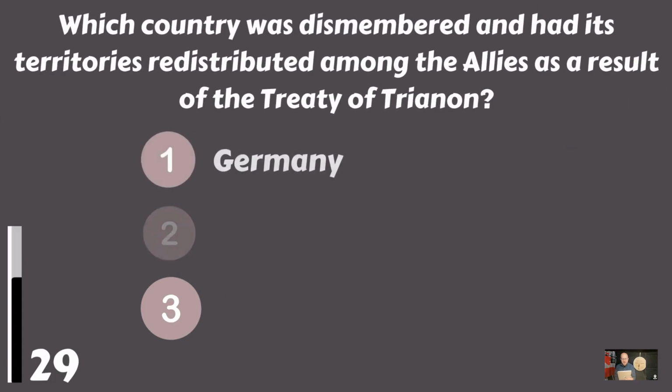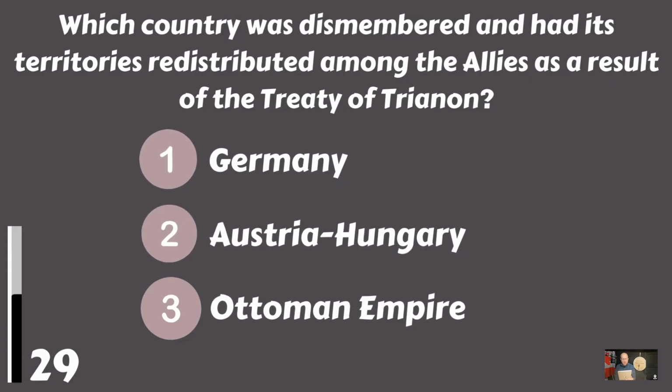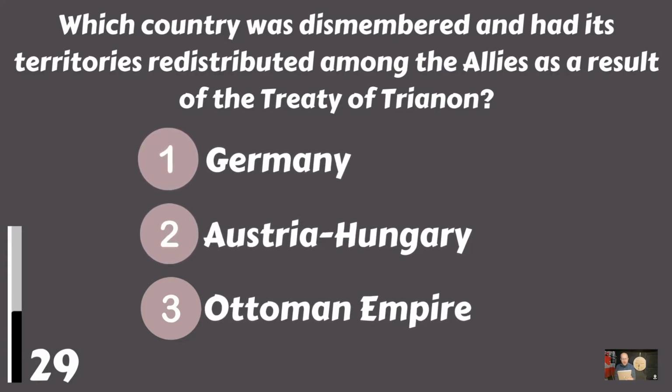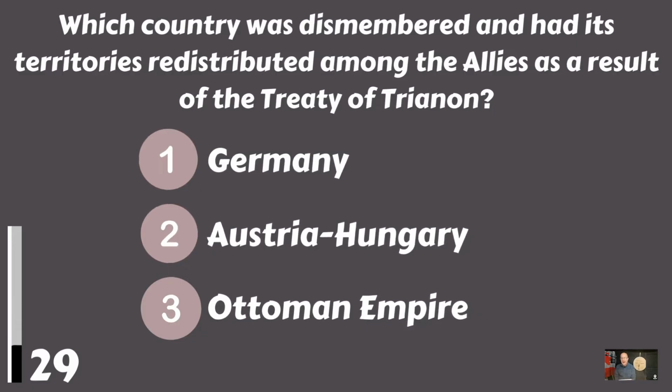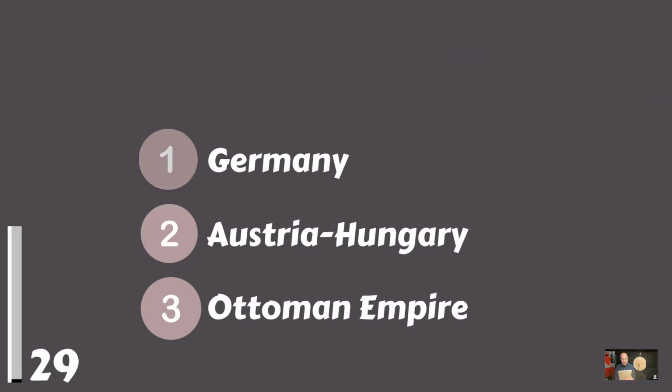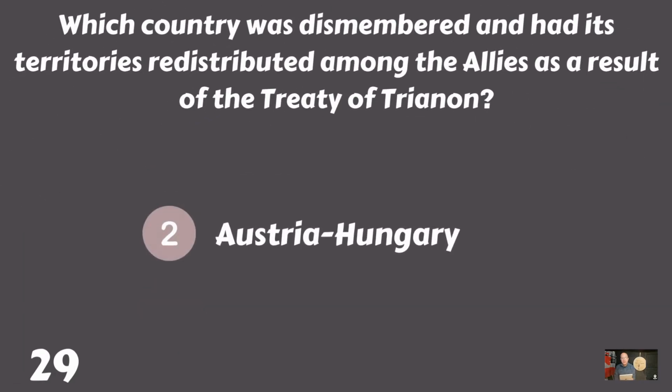Which country was dismembered and had its territories redistributed among the Allies as a result of the Treaty of Trianon? Germany, Austria-Hungary, or the Ottoman Empire? Who was dismembered? Austria-Hungary was dismembered. Sounds gruesome.